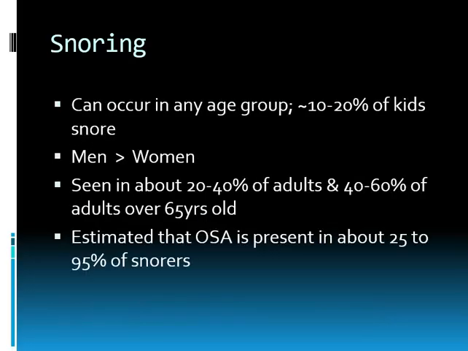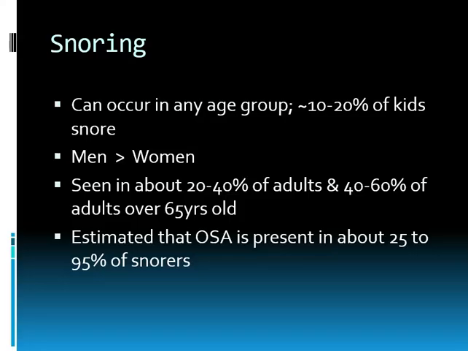So with snoring, it can occur in any age group. It affects kids as well. Up to 20% of kids snore. That's a lot. Men tend to be more affected than women, but it affects the majority of adults. Up to 60% of adults over 65 snore. And it's found that it is very prevalent in patients that have OSA.